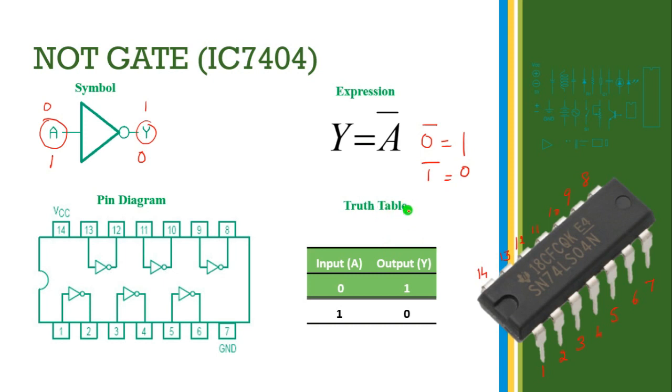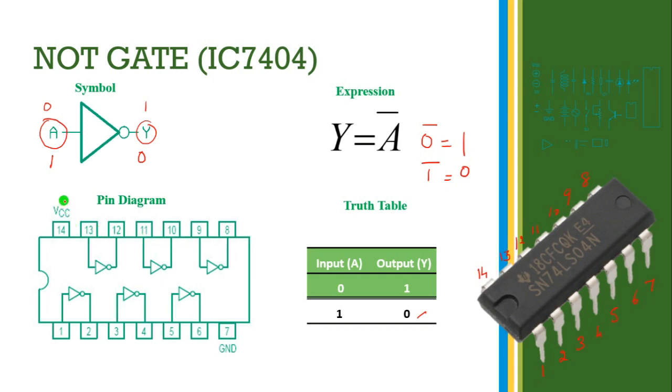Okay, this is the truth table of the NOT gate. Input is 0, the output becomes 1. The input becomes 1, the output becomes 0. Okay, clear? This is the pin diagram of the IC 7404. Inside the IC, what logic components are available? Already I told you that it is a 14-pin IC, ordered 1, 2, 3, 4, 5, 6, 7, and 8, 9, 10 in reverse order.